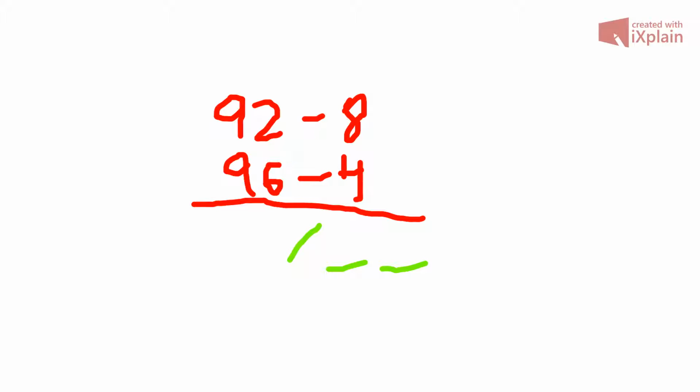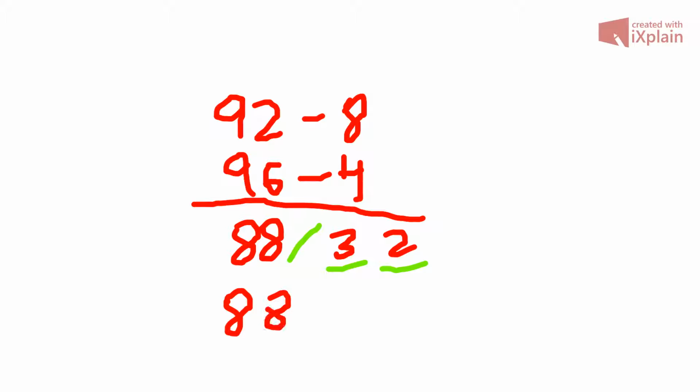So what will that get us? 92 minus 4 will give you 88. 96 minus 8 is also 88, so we get 88. Then we multiply the other two numbers, 8 and 4, to get the other two digits, which are 3 and 2, 32. So the answer would be 8,832. So that's what we covered last week.